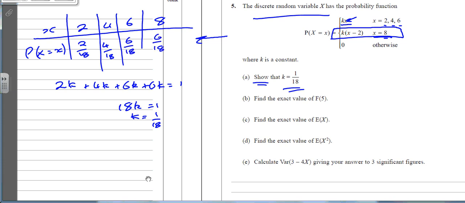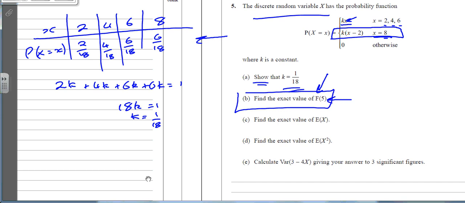Now, the reason that I left it in terms of 18 is because it makes the next bit a little bit easier. Now we've got to find the exact value of f of 5. Now, this f here means we're going to add up all the probabilities up to and including our x value of 5.